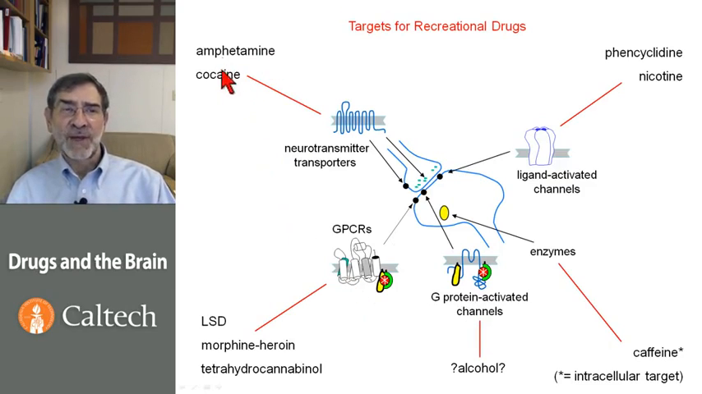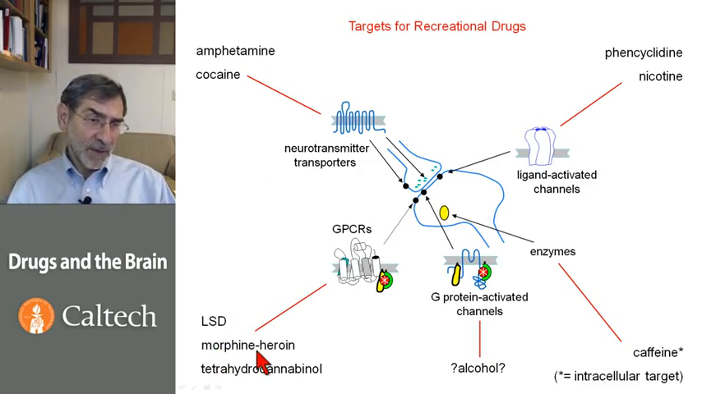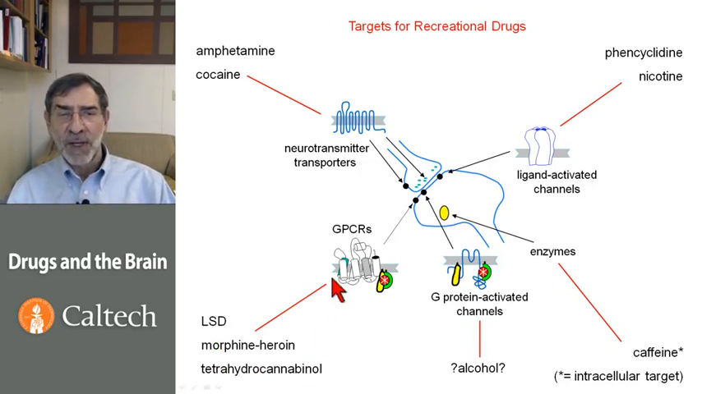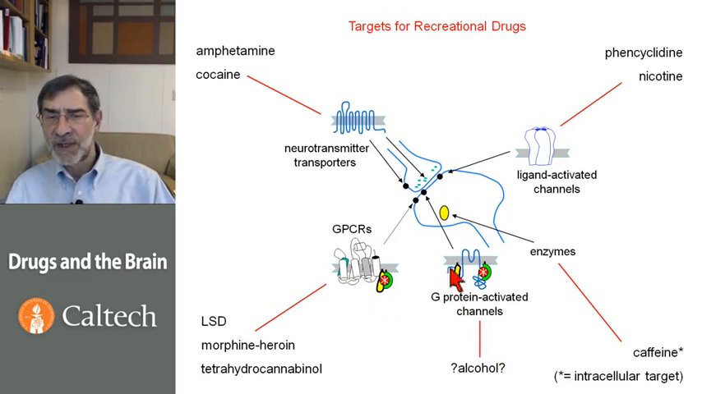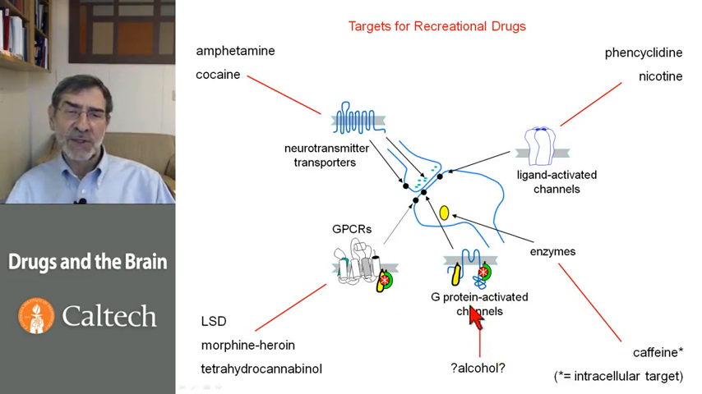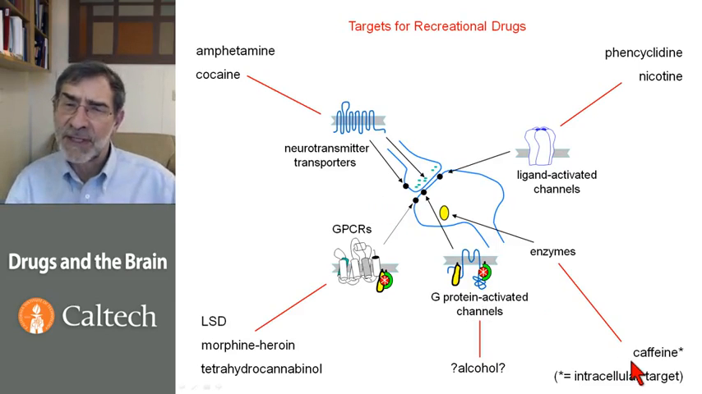We begin here with amphetamine and cocaine, which act on neurotransmitter transporters. Amphetamine, in addition, may act on the neurotransmitter transporters in synaptic vesicles. We've discussed that. LSD, morphine, and heroin, and tetrahydrocannabinol all act on G-protein coupled receptors. Alcohol has many effects, which are mysterious and somewhat nonspecific. We're going to emphasize their action on G-protein gated channels. Caffeine is anomalous in one way.